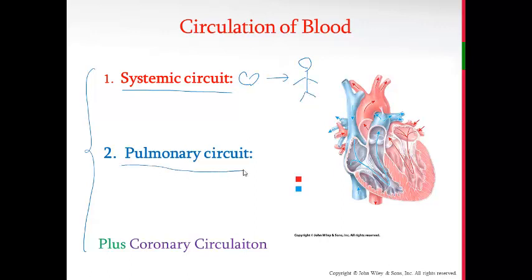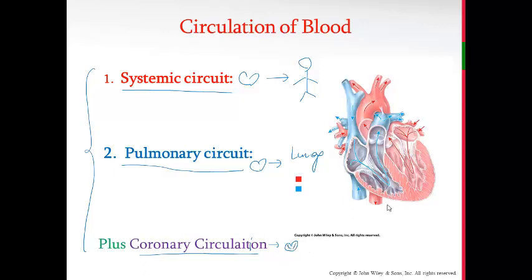Now, how about the pulmonary circuit? Where do you think blood is going to go towards? Right? It goes from the heart to the lungs. And the coronary circulation, oops, missing an i. So coronary circulation is, for instance, going to the heart. Blood vessels supplying, for instance, the heart itself.